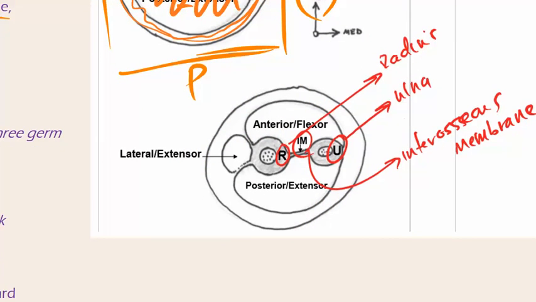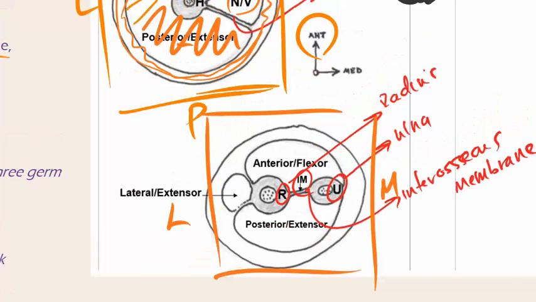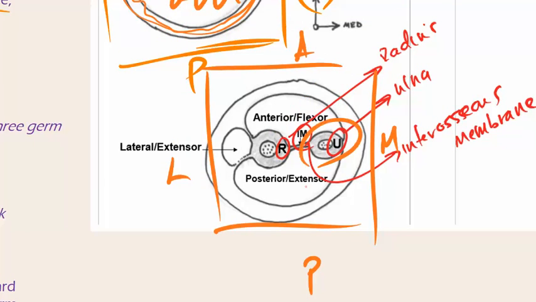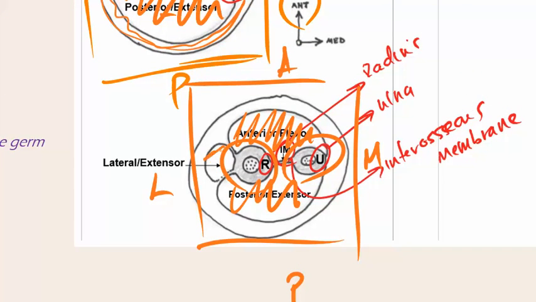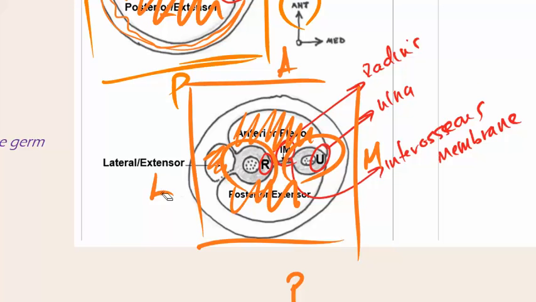All right, so looking at the forearm, this would be medial, and this would be lateral. This would be anterior, this would be posterior. This would be the ulna, and this would be your radius. So here you would have muscles, and this would also be muscles here. Let me erase some of this stuff.